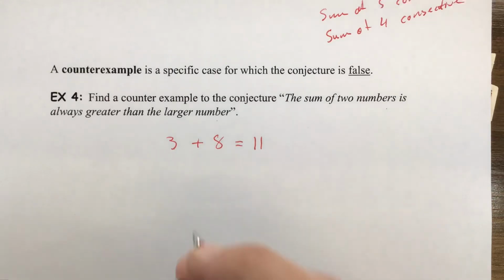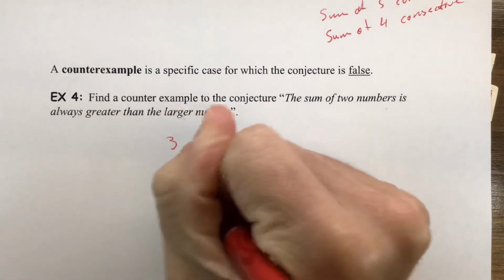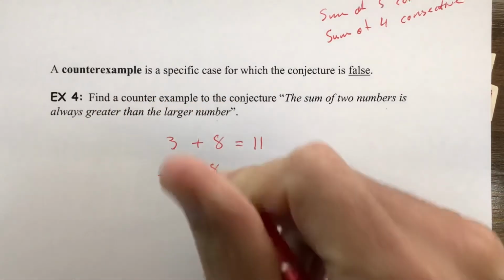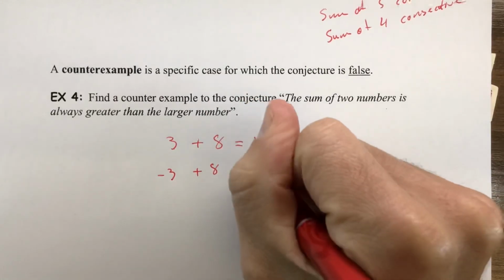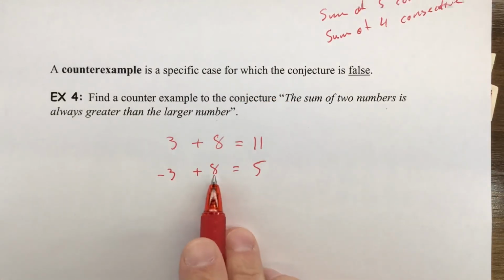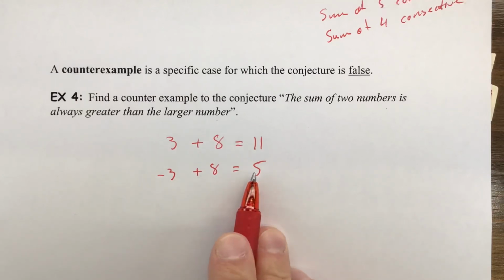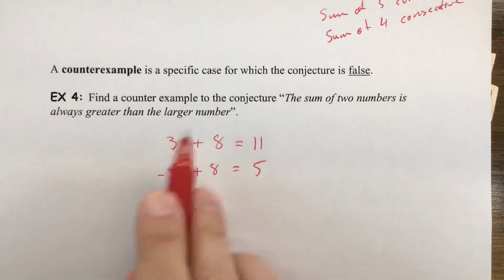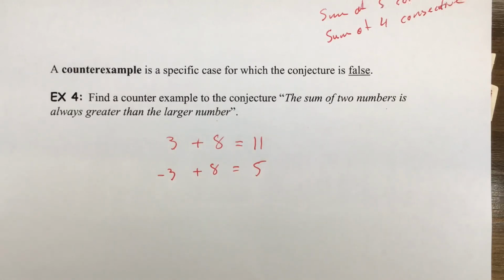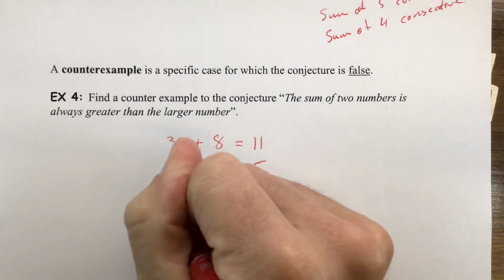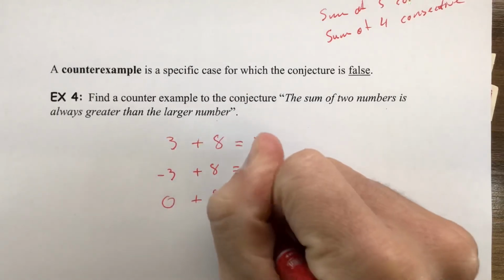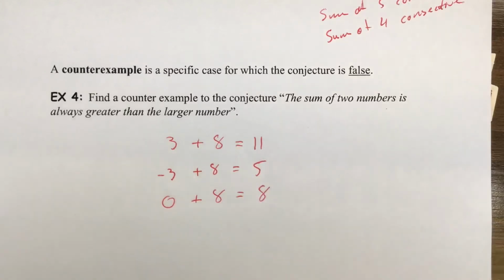What if we had negative numbers? Okay, what if we had -3 plus 8? Well, when you add those together, you get 5. And 5 is not greater than the larger number here, 8. So this would be called the counterexample. It tells us that this statement is not true, that the conjecture is false. Look, you can even do another one and do maybe 0 plus 8. 0 plus 8 is 8. So in this case, that one is actually equal to the larger number.